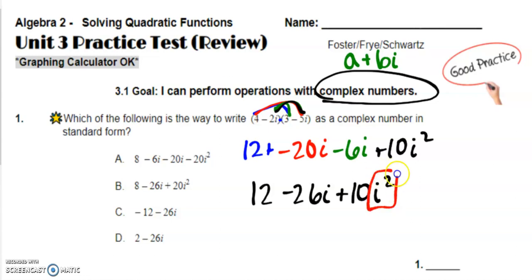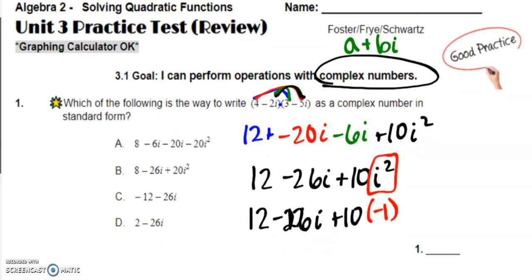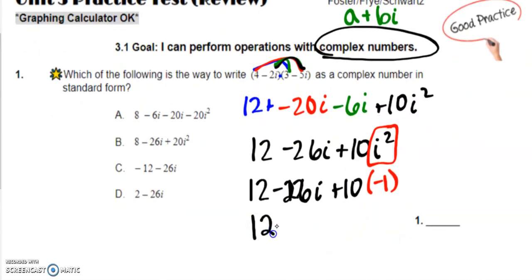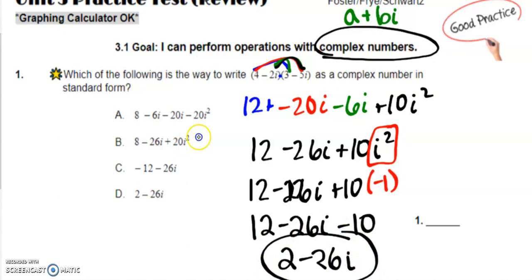Standard form would be to take that i squared, and remember that that becomes -1. So really I have 12 minus 26i plus 10 times -1, which is 12 minus 26i minus 10, or 2 minus 26i. I believe I'm in 2019 one, it's answer choice E, but this is going to be answer choice D.